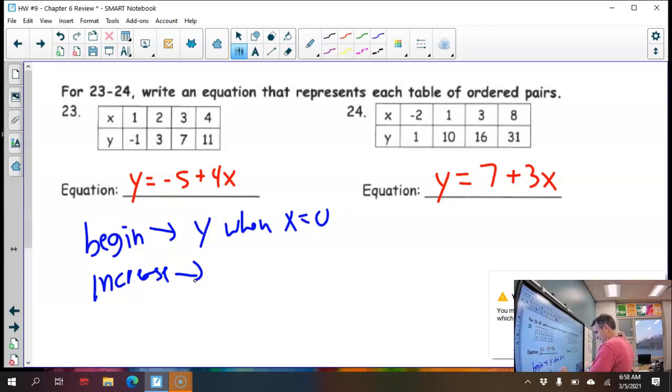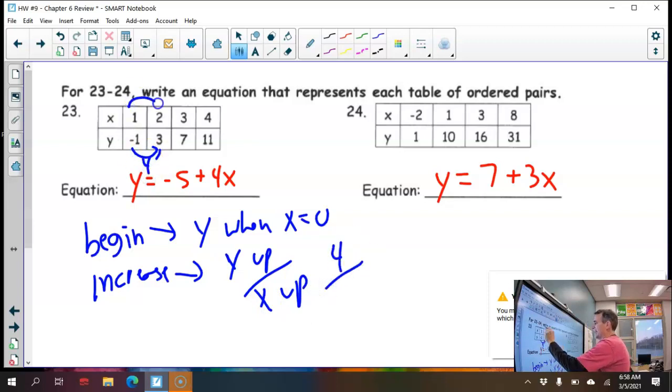So that is always how much y goes up divided by how much x goes up. So let's see. The y is going up 4 when the x goes up 1. So it's going up 4 each time. And that's why I have a 4 here, is how much it's going up each time.